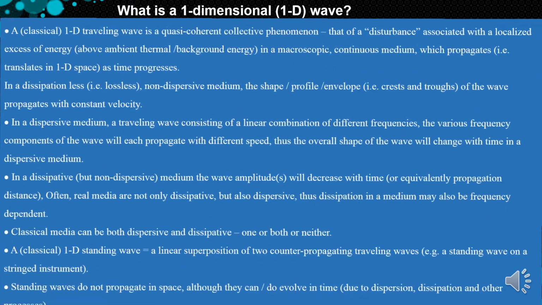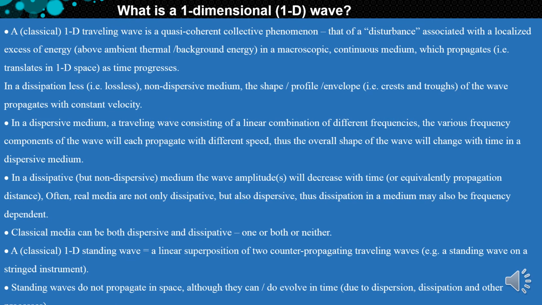So, what is a one-dimensional wave? A classical one-dimensional traveling wave is a quasi-coherent collective phenomenon, that is, a disturbance associated with the localized excess of energy in a macroscopic continuous medium which propagates as time progresses. So we are discussing a classical medium here.